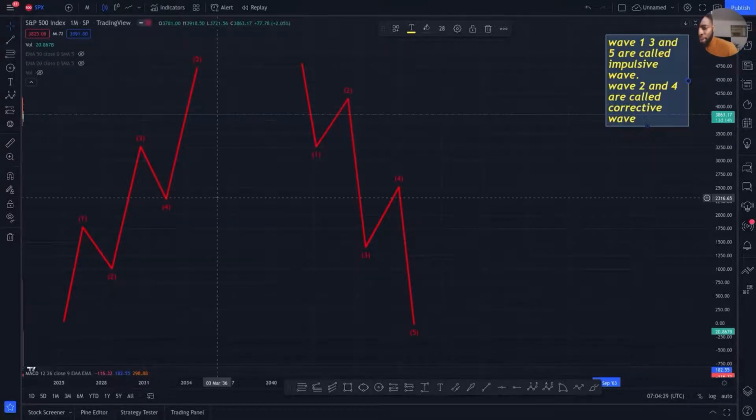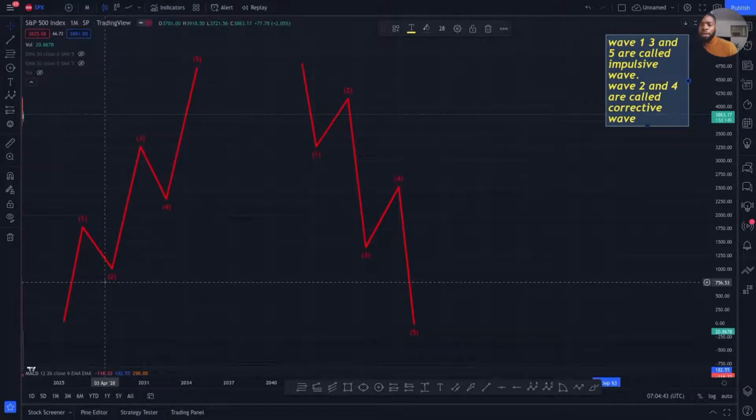So for an uptrend, this is wave 1, wave 3 is this, and wave 5 is this wave. They're called impulsive waves. So if this is an uptrend, why are they called impulsive waves? They're called impulsive waves because they move in the direction of the trend. Remember, like I said earlier, when taking a trade, you take the trade in the direction of the trend. Why? Because you have a high chance of making more profit.